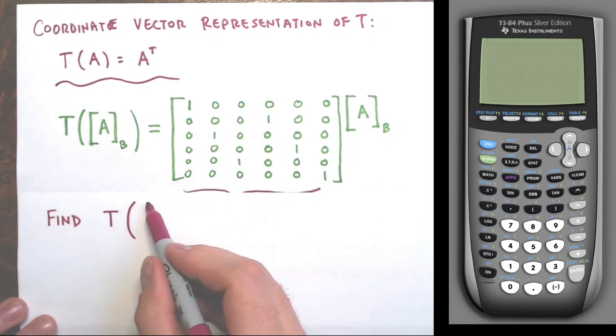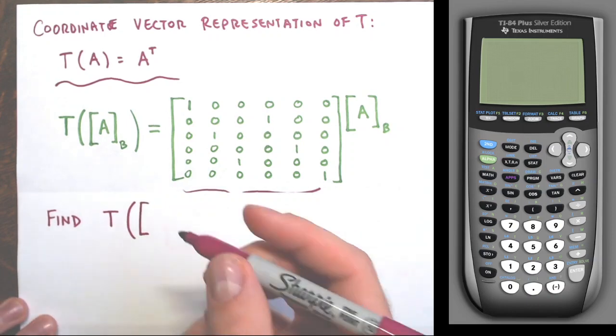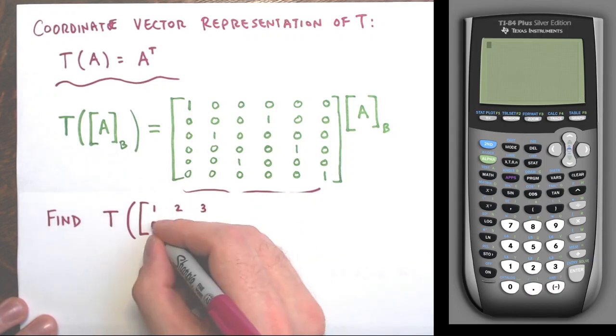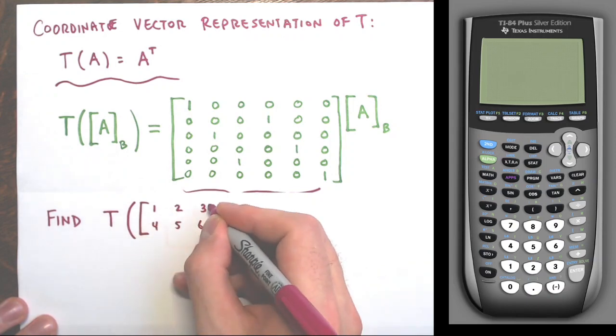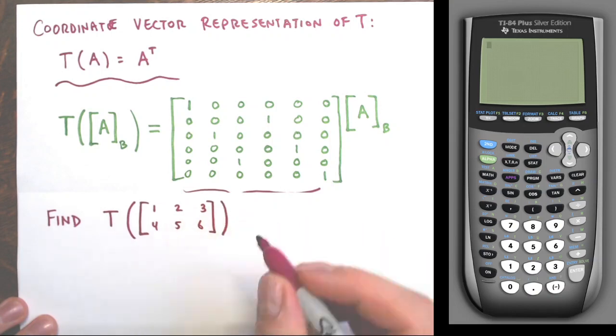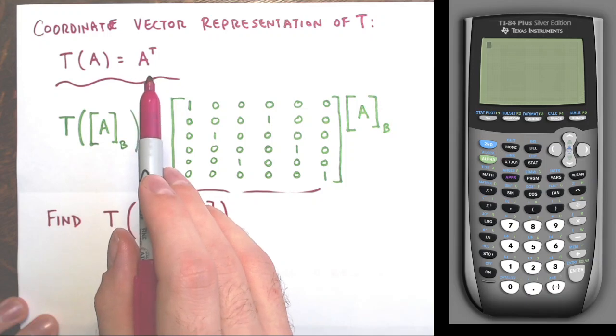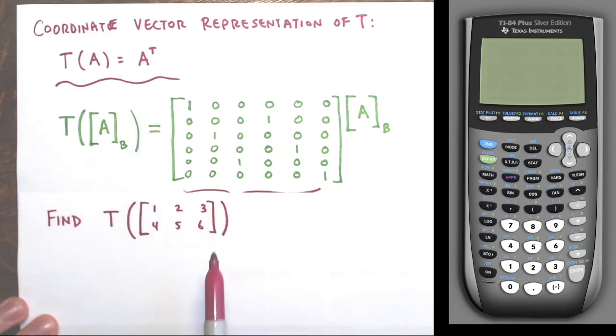So let's find T of, and I'll plug in any 2 by 3 I wish. I'll just do simply 1, 2, 3, 4, 5, 6. There's a 2 by 3 matrix. Now, again, we know that the output should be the transpose of this, so the 3 by 2, where the first column is 1, 2, 3, and the second column is 4, 5, 6.